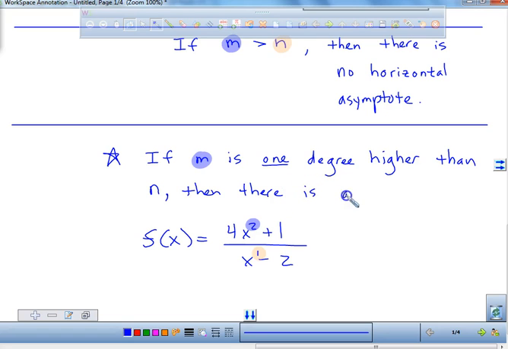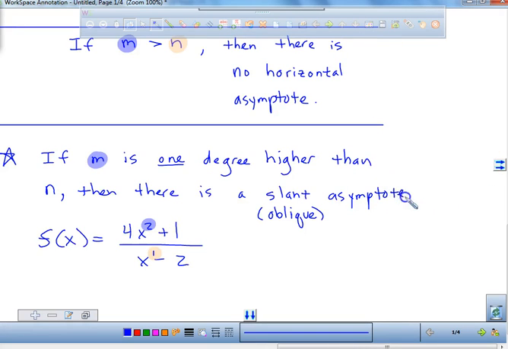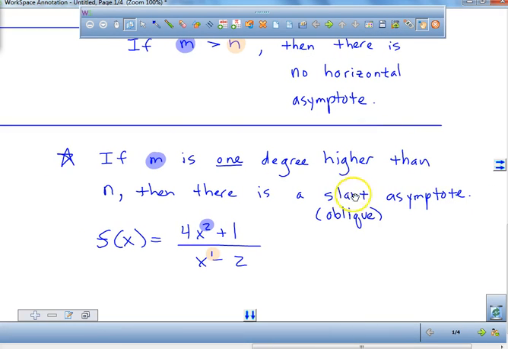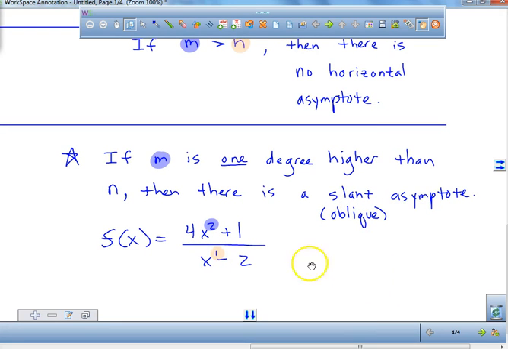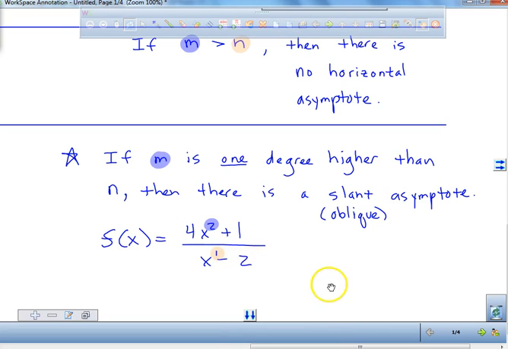there is a slant, also known as an oblique asymptote. So there's no horizontal asymptote, but there is a slant asymptote. All right, what we're going to do is we're going to find the slant asymptote for this example problem. Then here we're going to talk about vertical asymptotes for the third problem. Okay, for the third problem we have some vertical asymptotes.